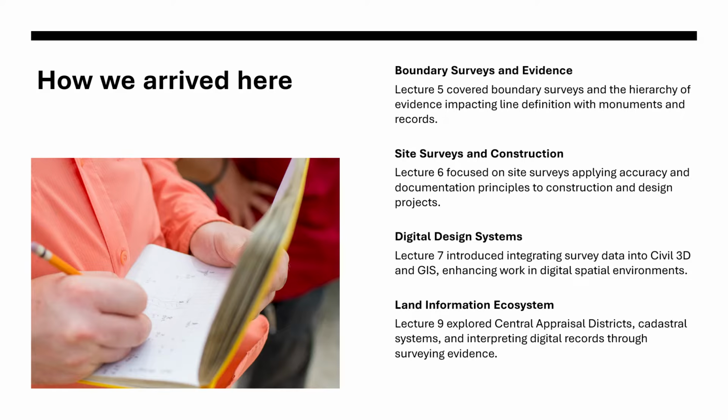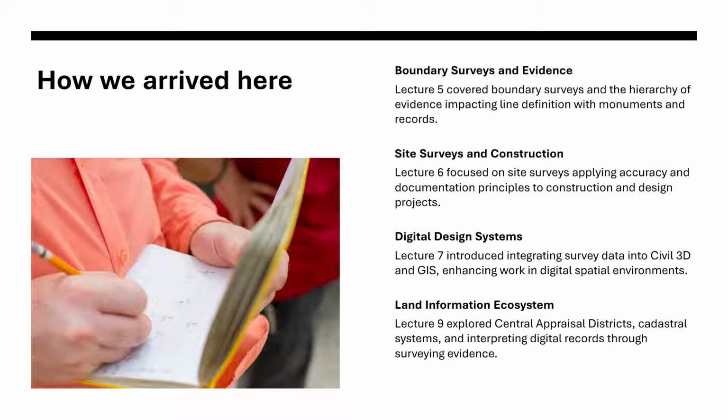But before we jump in, let's briefly recall how we got here. Back in Lecture 5, we talked about boundary surveys and the hierarchy of evidence, where monuments, written descriptions, and records each carry different weights in defining a line. Then, in Lecture 6, we shifted from the legal to the practical, exploring site surveys and how the same principles of accuracy and documentation carry over to construction and design work. In Lecture 7, we introduced how survey data fits into design systems, like Civil 3D and GIS, expanding our view of what it means to work in a digital space.